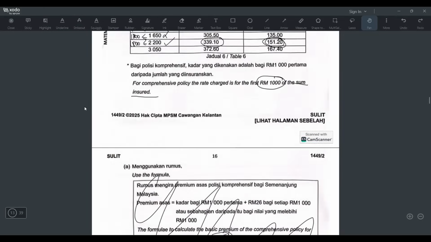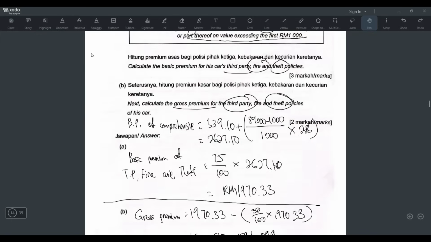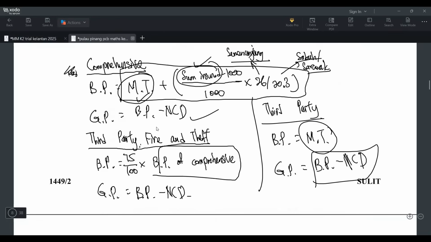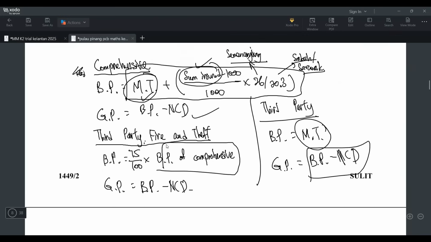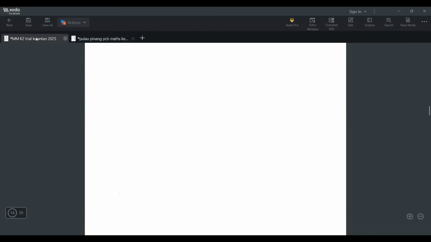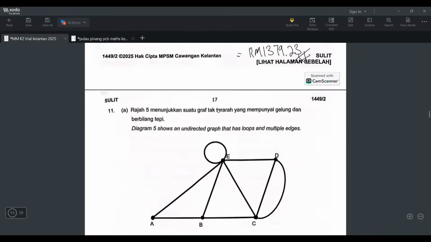So guys, if you are facing SPM, make sure you know all the formulas for motor insurance. So let me open it once for you. This one. If you want to take a screenshot or memorize this formula, you can pause the video now. The exam won't tell you the 26 or 20.3, the question won't give you, they will not remind you about this. You have to memorize it, very important. Okay, I'm done with this question. I'll continue.